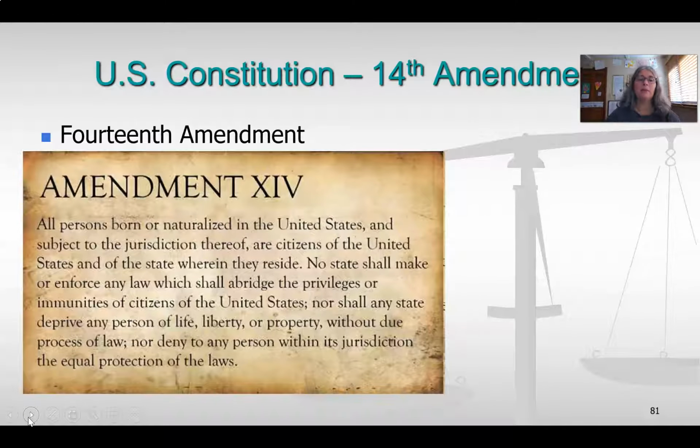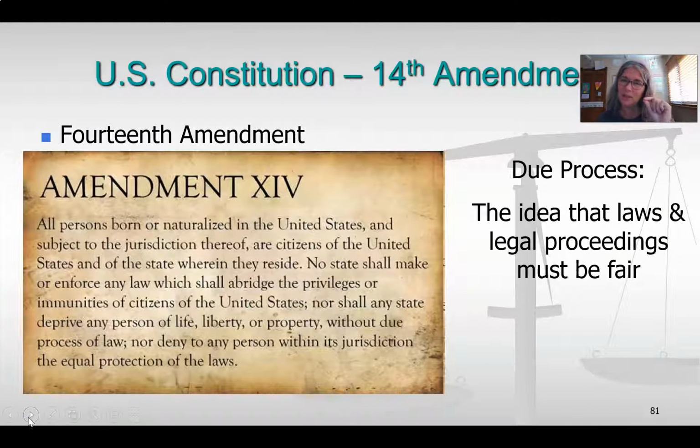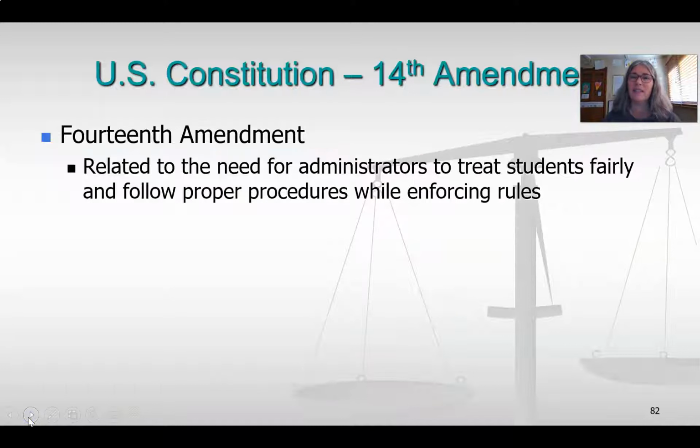Our 14th Amendment. So this is looking at the fact that no state shall make or enforce any law which shall abridge the privileges or immunities of citizens of the United States or deprive anyone of life, liberty, or property without due process. Due process is really the little part here that really connects to schools. The idea that legal proceedings should be fair, processes should be fair, regulations, laws, rules should be fair. So we have this in schools. We have rules, we have regulations, we have processes, so we need to provide our students with due process.